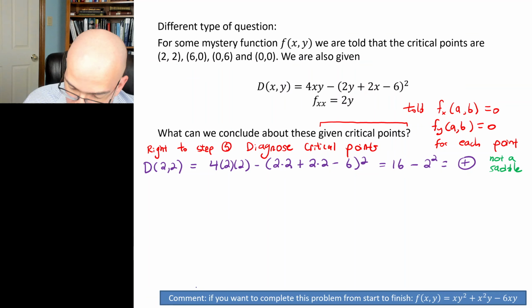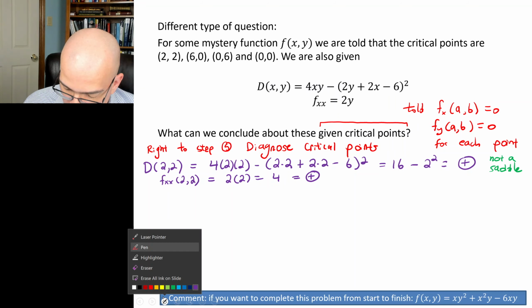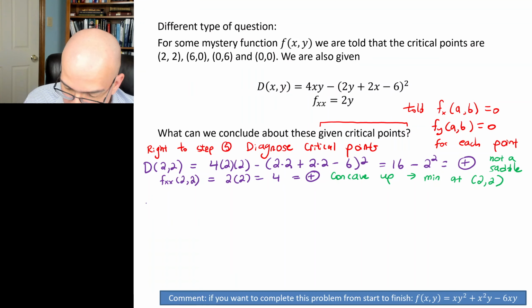Now we do f double x at 2, 2. f double x is given. f double x is equal to 2 times y. So here we're going to have 2 times 2, which is 4, which is positive. That means it's concave down. Oh, sorry, concave up, which means there is a min at 2, 2.